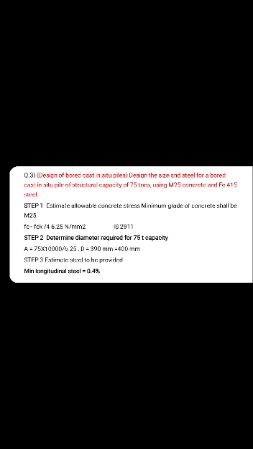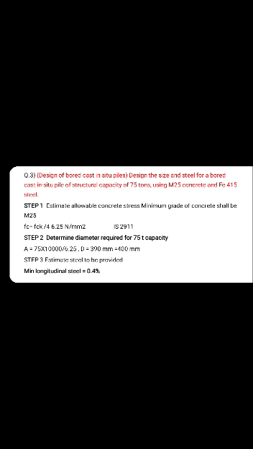Minimum grade of concrete shall be M25. Fc is equal to Fck by 4. This is obtained from IS 2911 section 2 part 2. Obtained as 6.25. Next step, determine the diameter required for 75 ton capacity, and A is obtained as 75 into 10 raised to 3 by 6.25, which is equal to pi by 4 D square. From that, D is obtained as 400 mm.